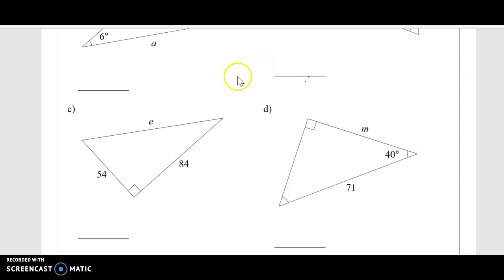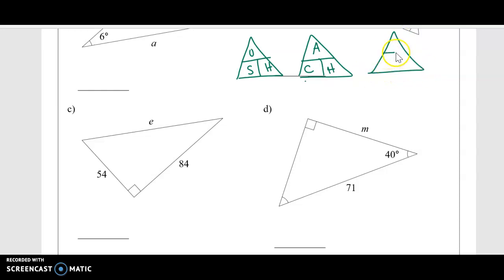So I'm looking at the trigonometry triangles we've got. SOH: sine of the angle is opposite over hypotenuse. CAH: cos of the angle is adjacent over hypotenuse. And then TOA: tan of the angle is opposite over adjacent. You need to be able to draw these and know how to use them. So let me go through the steps of this one, D.